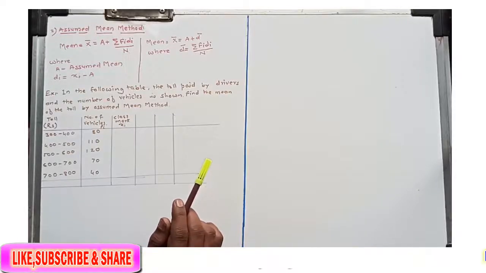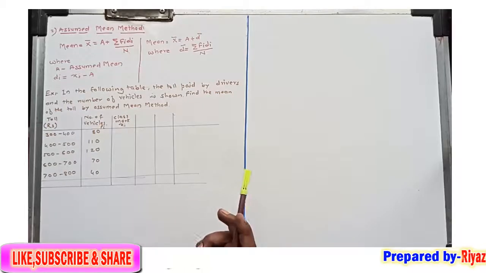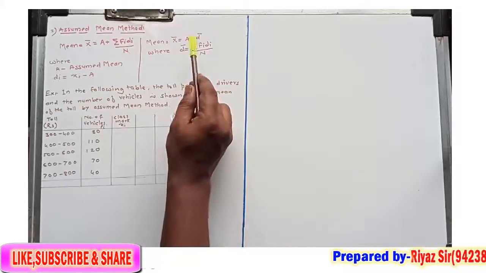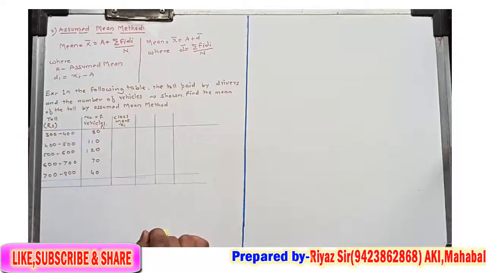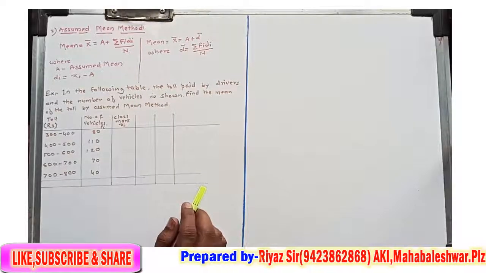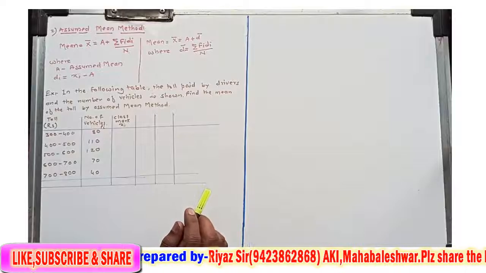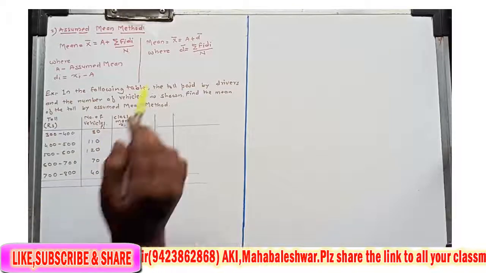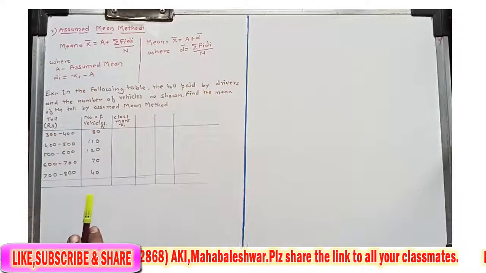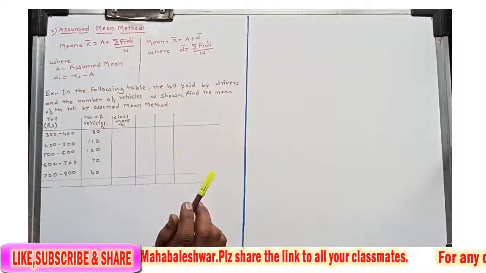Sometimes in examination, a one mark question is there. For MCQ also it may ask that the value for a is given, the value for d bar is given, and find the mean by assumed mean method, or the value of the assumed mean is dash dash dash. So remember this formula, and any one formula you have to use.